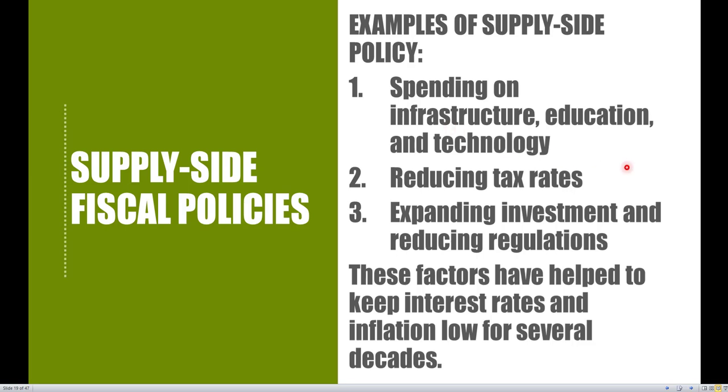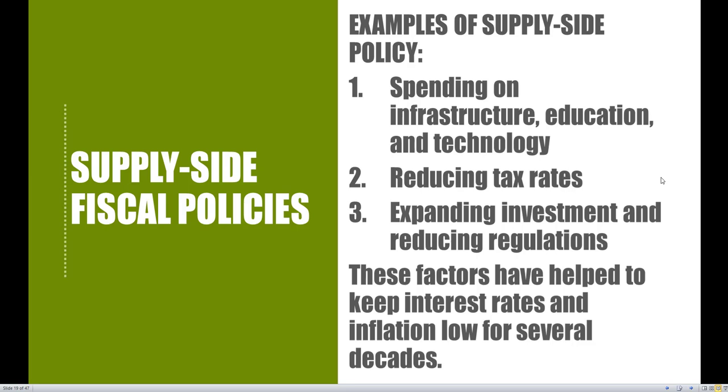Number two, reducing tax rates. We'll hit on this a little bit more in depth, but you might think that governments may want to always increase tax rates, so they're going to have more tax revenues and they can use that for their own benefit in order to spend on these sort of things that we see right here. But it really depends on where we are in terms of how high our tax rate is.